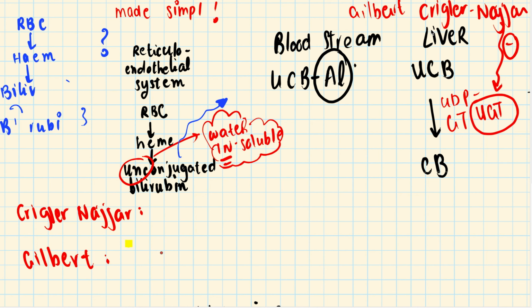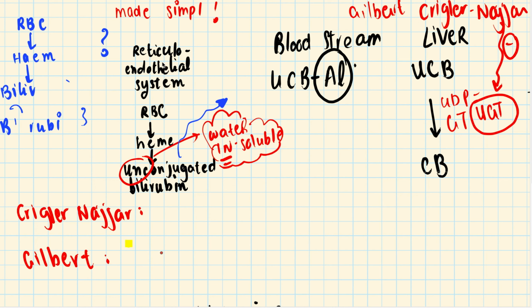So we said that a deficiency in UGT can cause a buildup. The conjugated form will be prevented from forming, so you will have a buildup of unconjugated bilirubin. That's known as unconjugated hyperbilirubinemia.